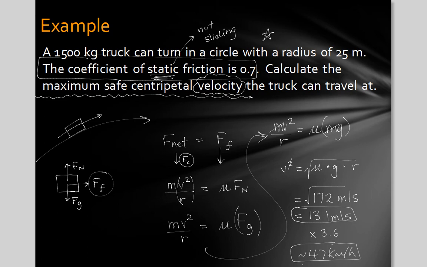So again, this is a maximum velocity. The truck doesn't have to go this speed. It can go lower than this speed, but this is the maximum speed it can go before sliding out. Then once you start sliding, it's a different physics problem and it becomes kinetic friction. But this example here is very common for the centripetal applications. So big star on this question.